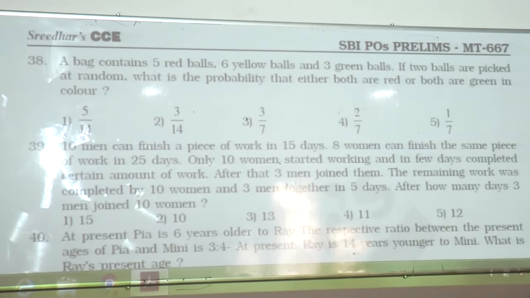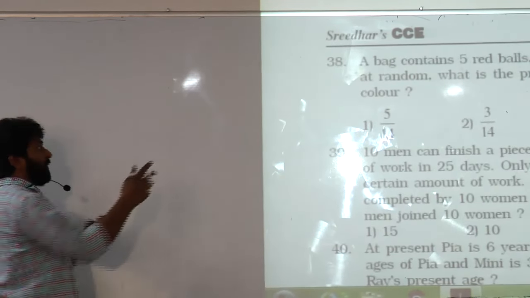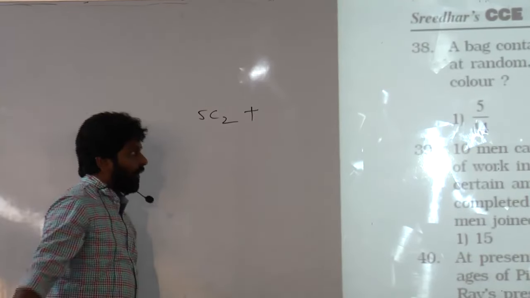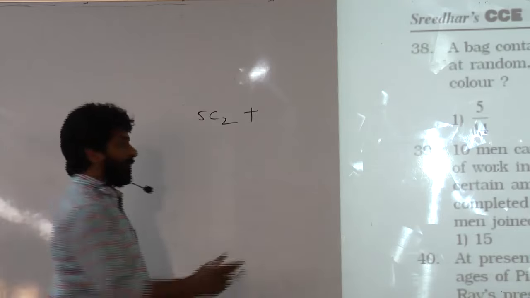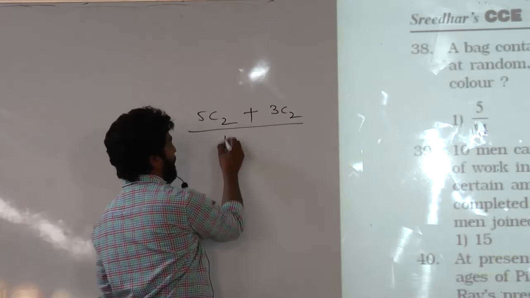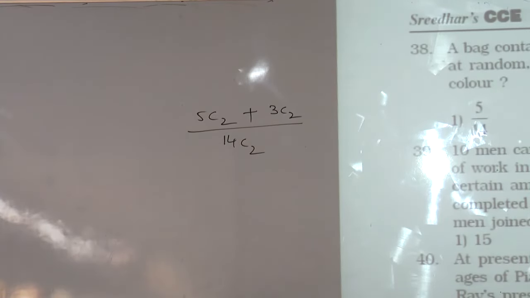How many red balls we have? 5. In how many ways can we get 2 red balls? 5C2 ways. Or I may have 2 green balls. How many green we have? 3. In how many ways can we get 2 balls out of green? 3C2 by 14C2. 5C2 plus 3C2 by 14C2.